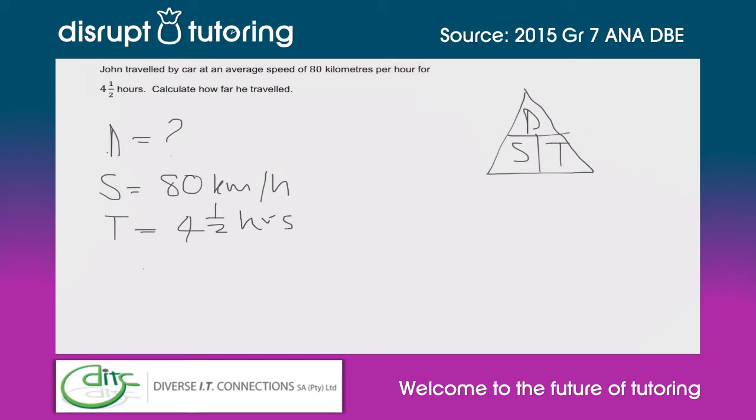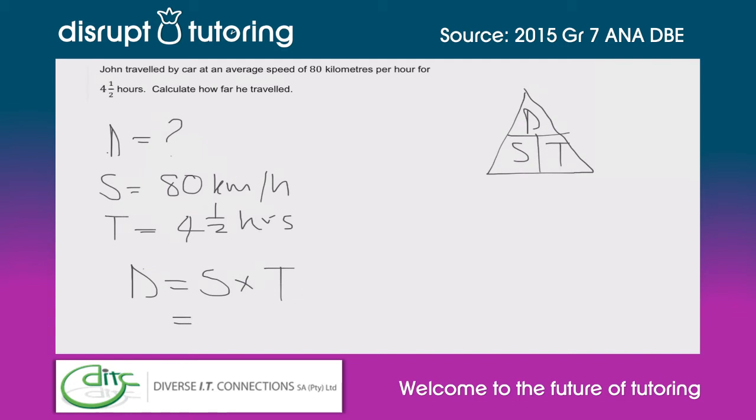Right, so we can see that we're trying to solve for D, and with D, we're going to have speed times time. So let's write that. So we've got distance is equal to speed times time. Brilliant. Now all we have to do is put in our values.